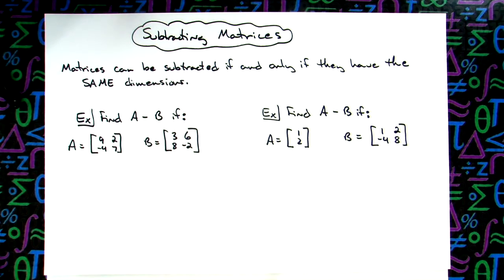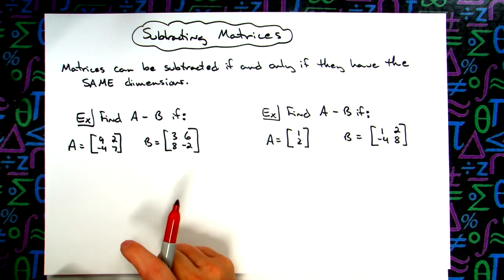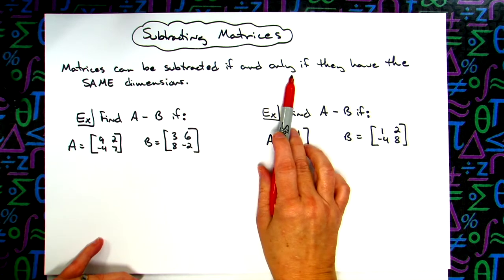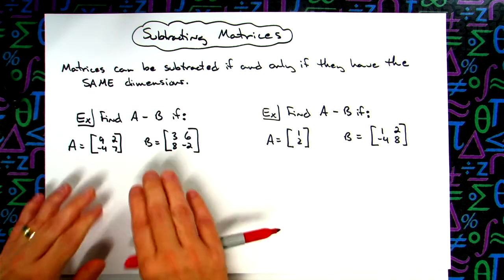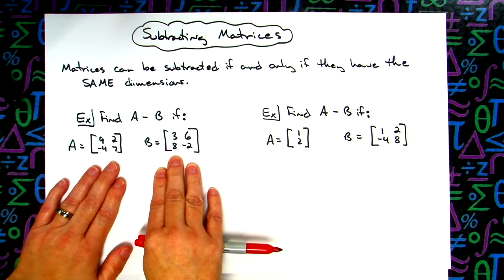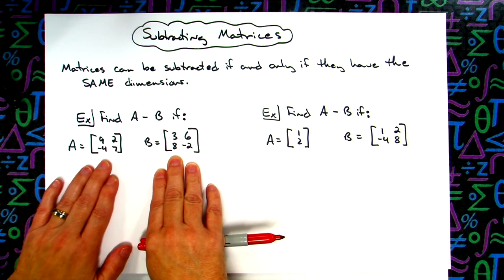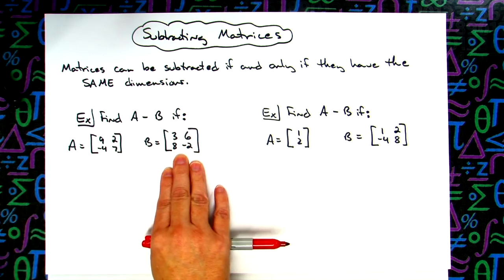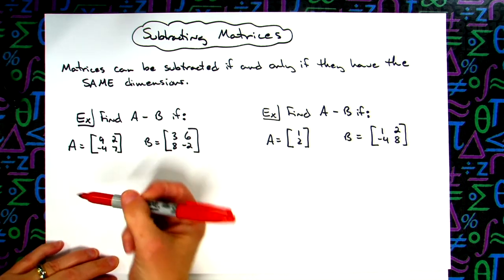In this video, we're going to be taking a look at a couple of examples where we are subtracting matrices. Now, we've got to remember that matrices can be subtracted if and only if they have the same dimensions. So if they do not have the same dimensions, then we're not going to be able to subtract them. In this first example, we're going to take a look at A minus B. If A is this 2 by 2 matrix and B is this 2 by 2 matrix. Since the dimensions are the same, then we can go ahead and subtract them.